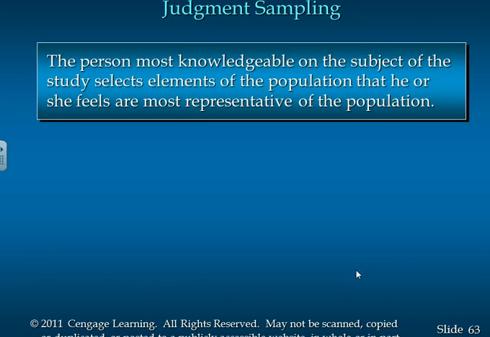Judgment sampling. I am so knowledgeable of the area, I'm just going to use my feelings and get the right people here in the population, and that's going to be good enough. Don't you think that's good enough? And from that, we're going to solve all the problems. We're going to study the issues that way.